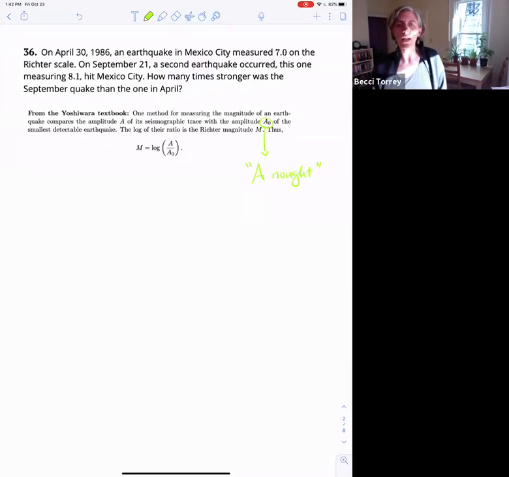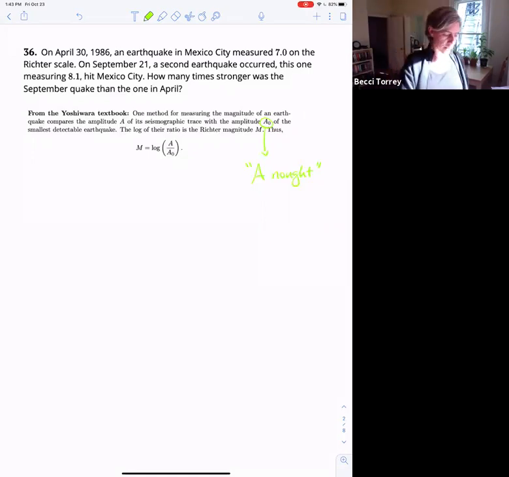It's something we use all the time, often for a time equals 0, but in this case it's such a small thing that you can't even tell that it's there. And so that one is constant, it's not something that's changing, but it's our smallest detectable earthquake. And so we're comparing our earthquake with an amplitude of A to the A naught. And the log of the ratio is the Richter magnitude M. So M is the number on the Richter scale.